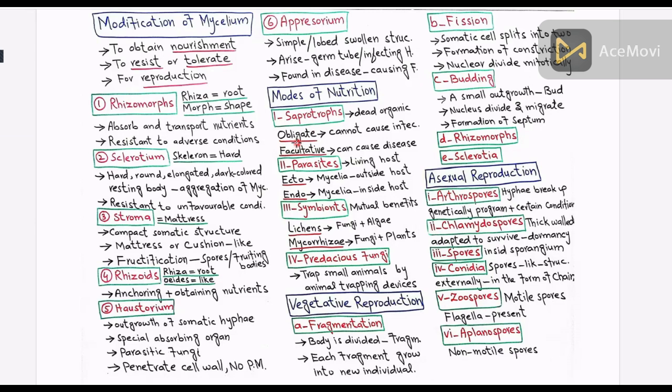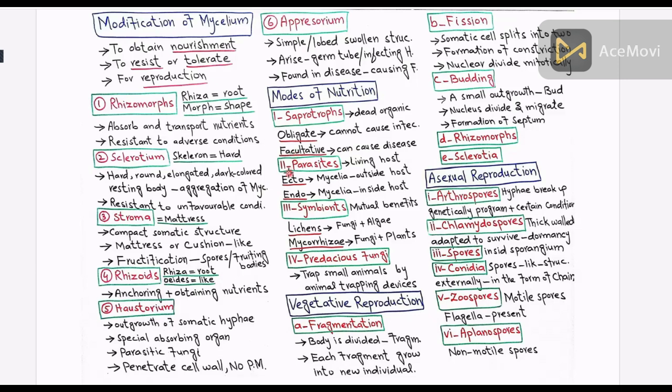Some of these are incapable of infecting living organisms. So they cannot cause infection in a living organism. Those fungi are called obligate saprobes. And among the facultative saprobes, some members are capable of causing disease. They can cause disease, so they are called facultative saprobes.